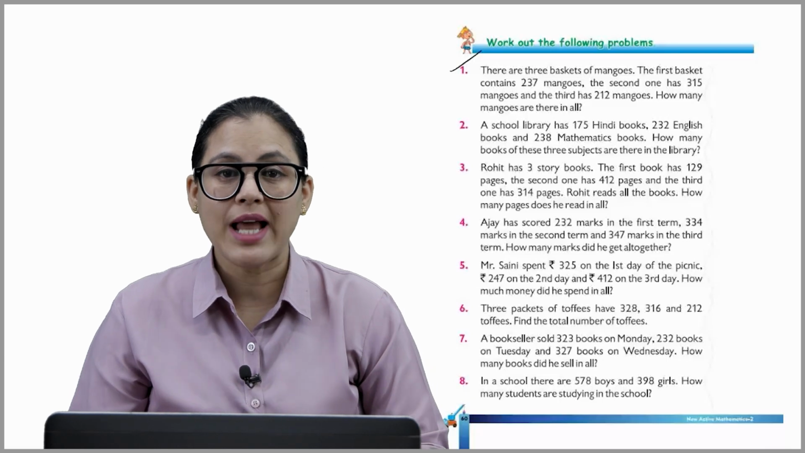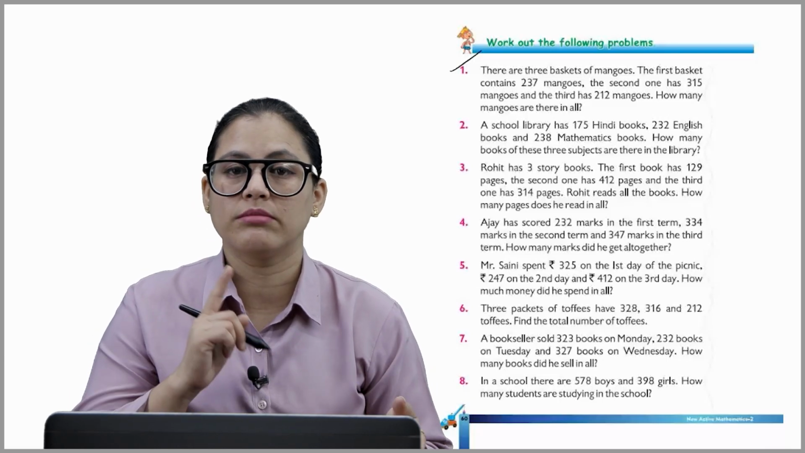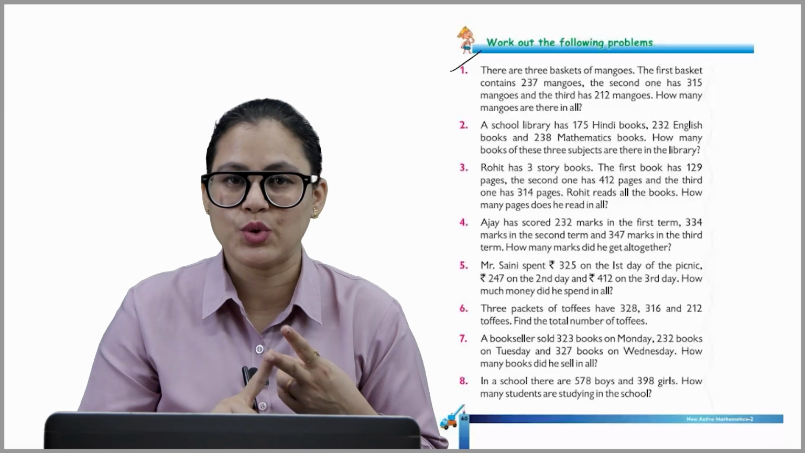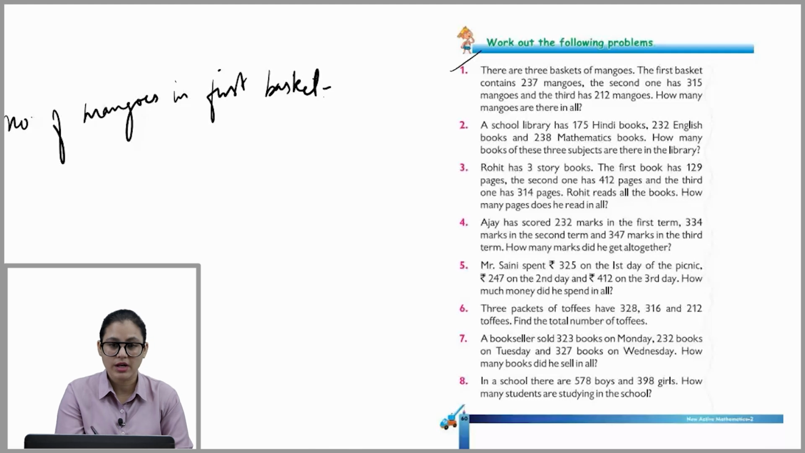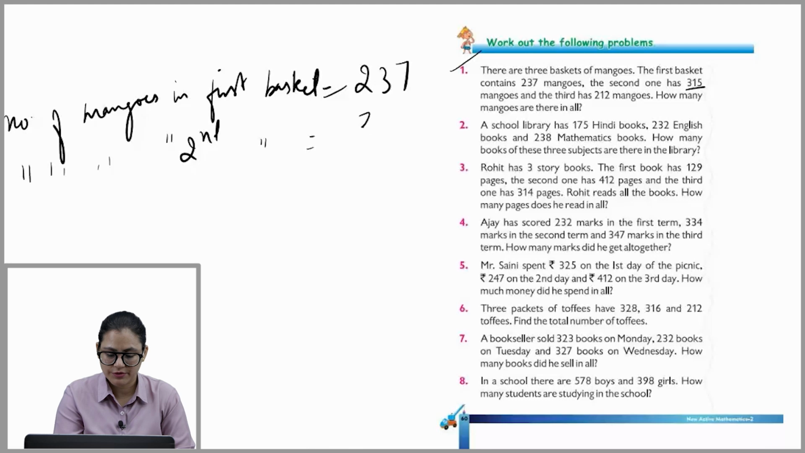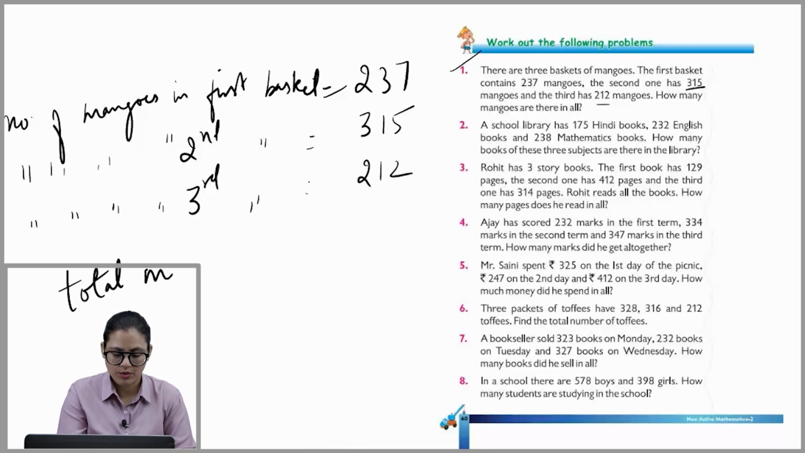So what will we do? We will add the number of mangoes in basket 1, basket 2 and basket 3, right? So what will you write? Number of mangoes in first basket. Okay, how many mangoes are there? 237. Number of mangoes in second basket, 315. Okay, and number of mangoes in third basket, 212. And now total mangoes.